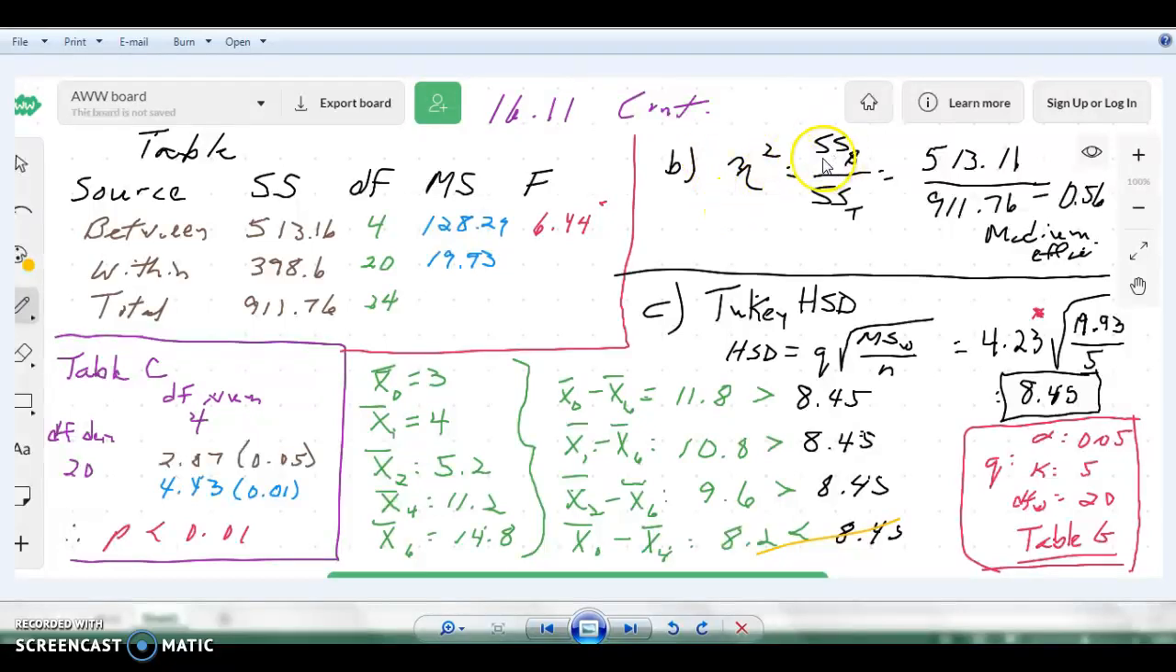The formula is in the book, but to walk us through it, and I'll show you in a second how we can use Excel to do this for us. This is the sum of the squares between, which is this value right here, divided by the sum of the squares of the total. So basically, 911.76 is the total amount of variation, the sum of the squares within the whole chart, and we're comparing the variation between these values to the total.